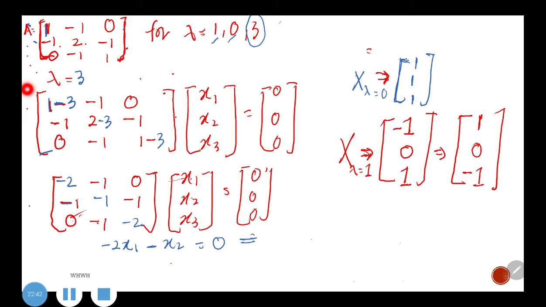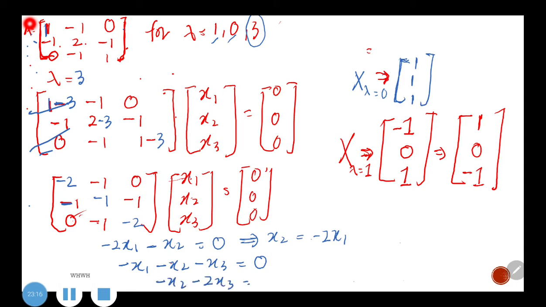So basically this one will give you x2 sama dengan negative 2 x1, right? x2 sama dengan negative 2 x1. Alright, and then this one you will get negative x1 minus x2 minus x3 equals to 0. And then the third one, you will have 0 times x1 is 0. Then minus x2 minus 2x3 equals to 0.